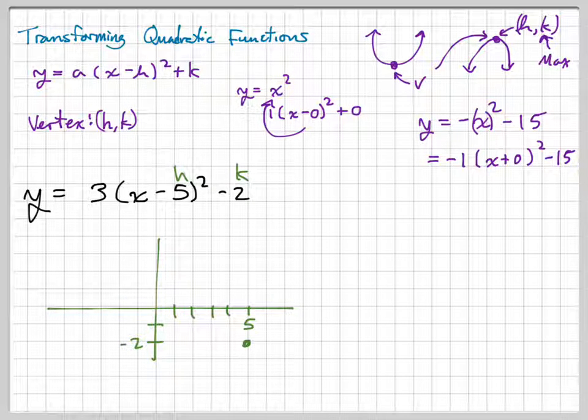Let's look at an example. To do that, I'm just going to pick 6 and I'm going to pick 4. I'm going to plug the 4 and the 6 into my x and do a little bit of mental math.